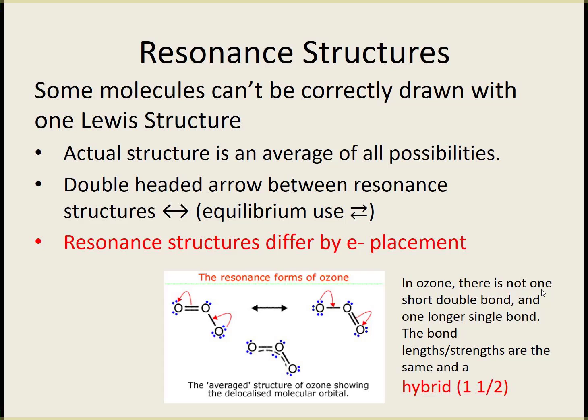So for example, down here, this is ozone, O3. There's a double-headed arrow. So ozone can be drawn with a double bond here on the left-hand side, but it also could be drawn with a double bond here on the right-hand side. Well, which one is it? Is the double bond on the left or on the right? And the answer is it's a blend.